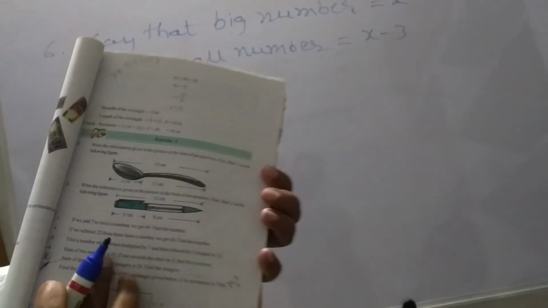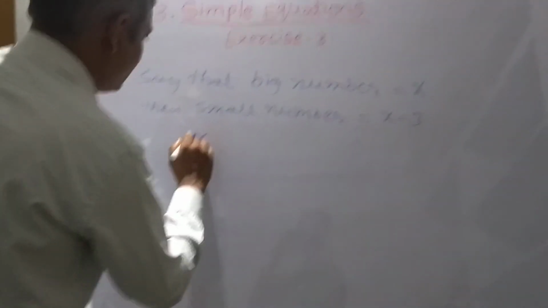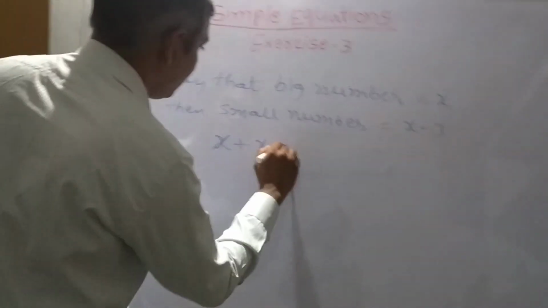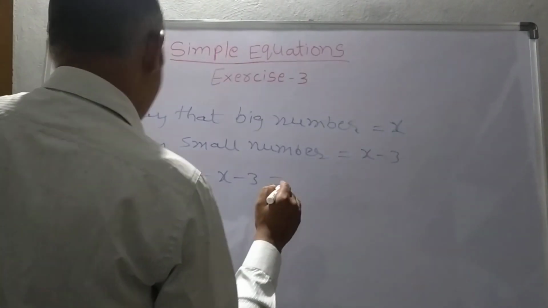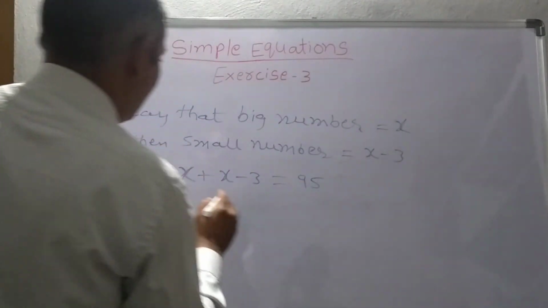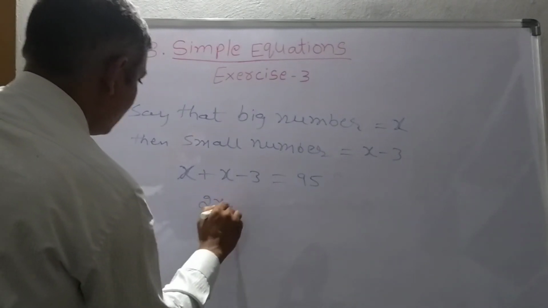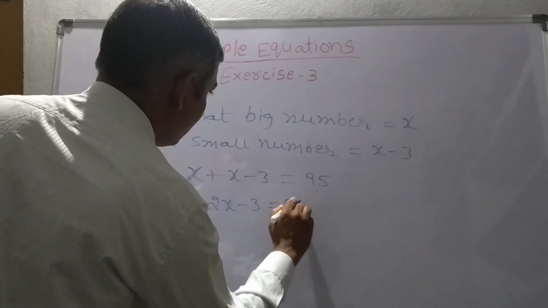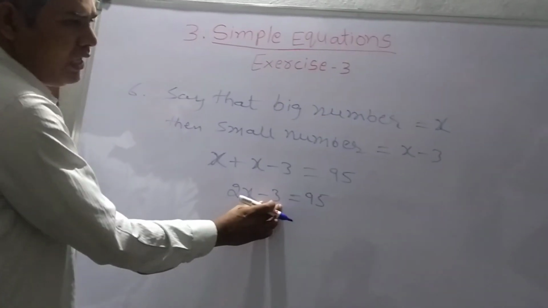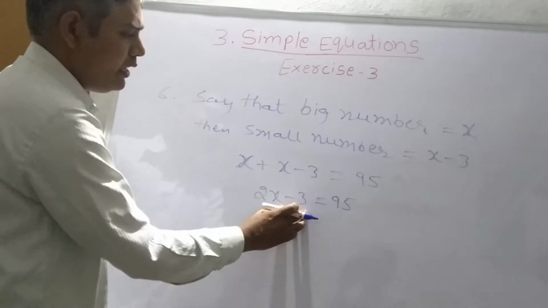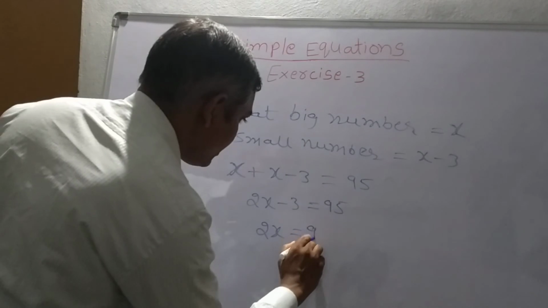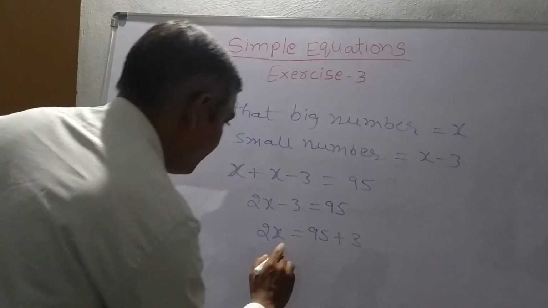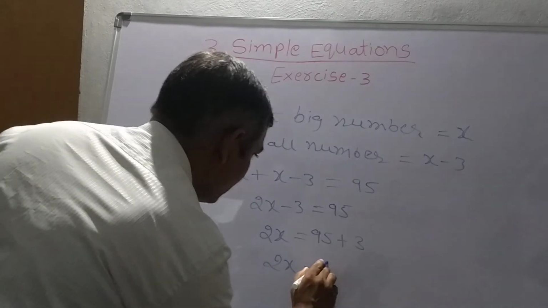Find the numbers. Sum of two numbers means we are going to add these two numbers. Sum of two numbers means x plus x minus 3 is equal to 95. x plus x, 2x minus 3 is equal to 95. This is minus 3. If we transpose minus 3 from the LHS to the RHS, it becomes plus 3. 2x is equal to 95 plus 3. 2x is equal to 98.